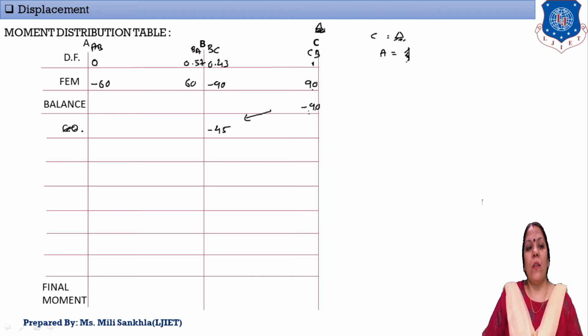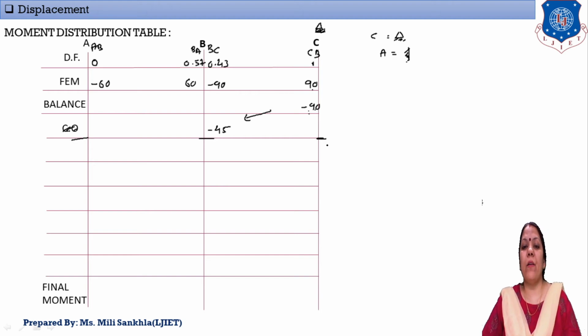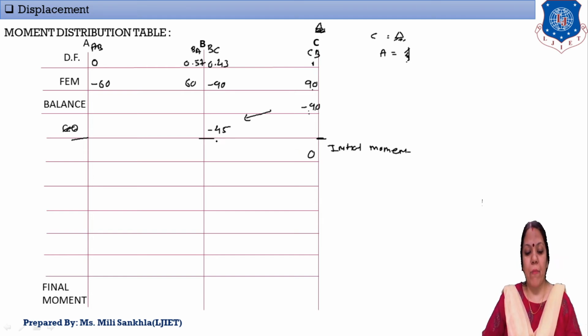Okay, now first we find our initial moment. First we find the initial moment. Look at this: 90 minus 90 is equal to 0, and minus 90 and minus 45 is equal to minus 135. Then here 60, and this one is again minus 60.